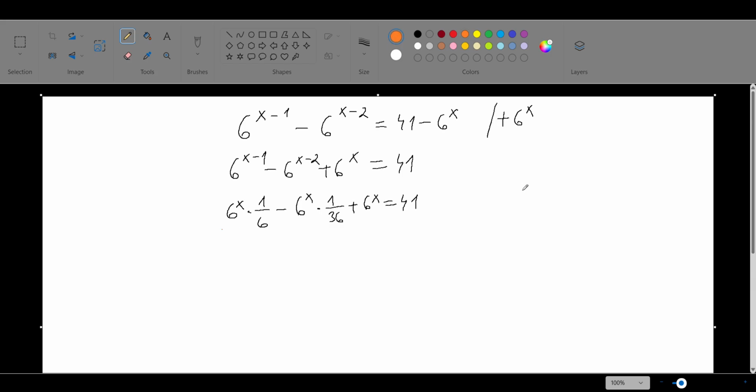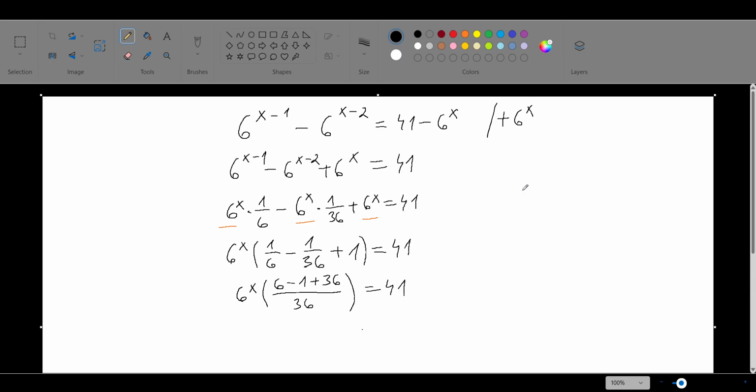Now, as we have the common factor in each term of our expression, we can rewrite this as 6 to the power of x times 1 over 6 minus 1 over 36 plus 1 is equal to 41. Okay, now for the 6 to the power of x, we can find the common denominator, which is definitely 36. So the numerator will be 6 take away 1 plus 36, which is equal to 41.